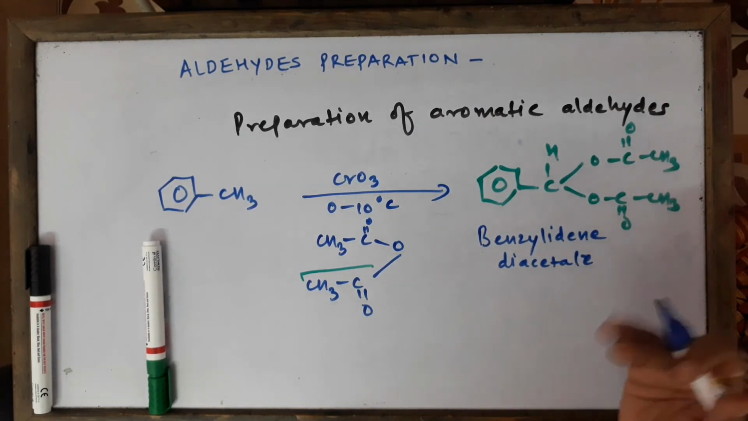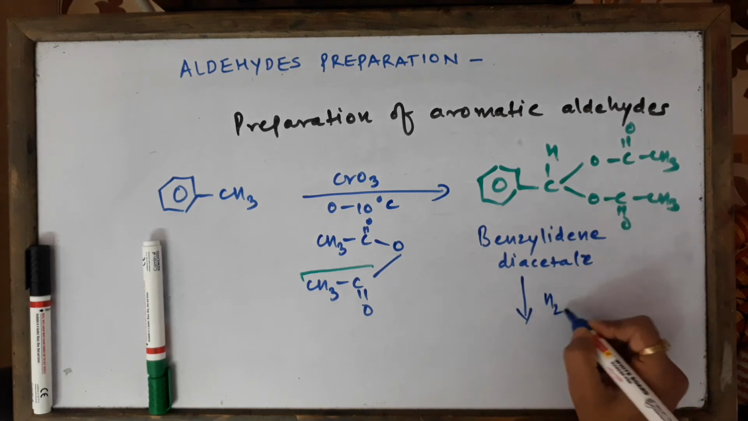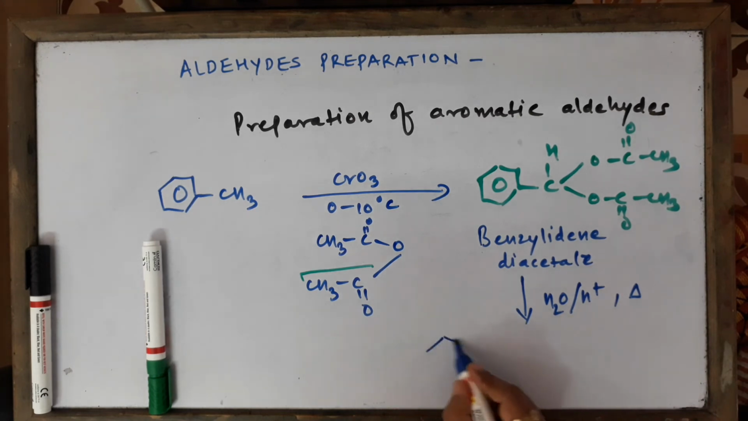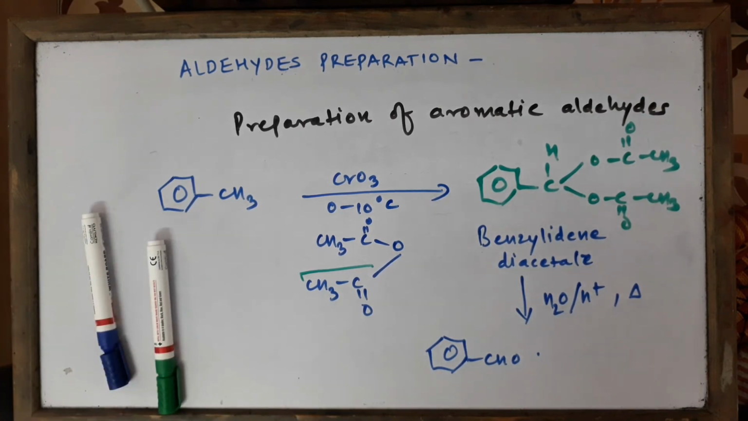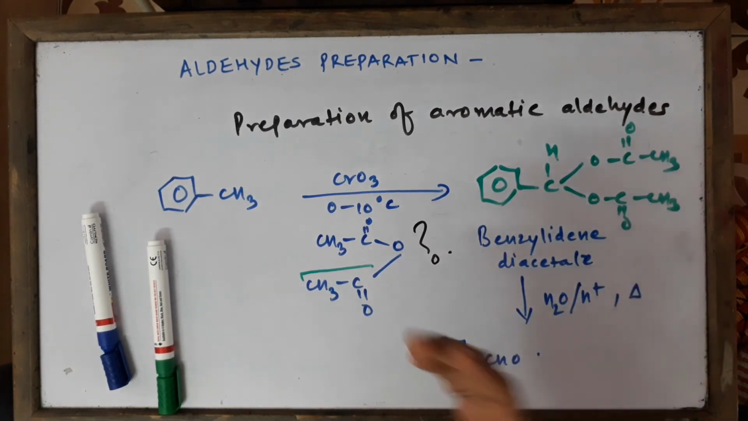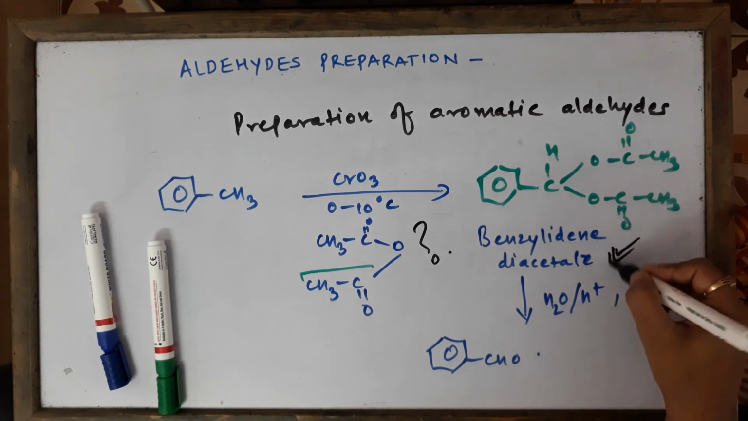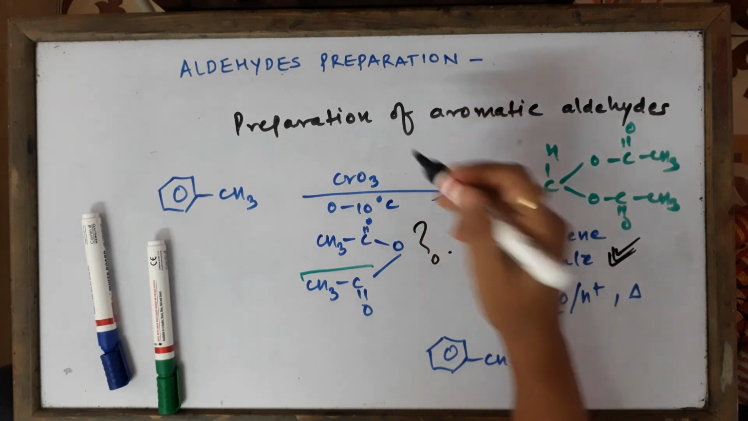And now this intermediate, in the second step, which we generally do children, is treated by adding water in presence of acid with slight heating, and we get benzaldehyde. So the point here is, what is the question asked in the board exam? The question asked is, why are we using acetic anhydride? The reason is extremely simple: to trap the compound as an intermediate, this intermediate is very difficult to be further oxidized by chromic anhydride.